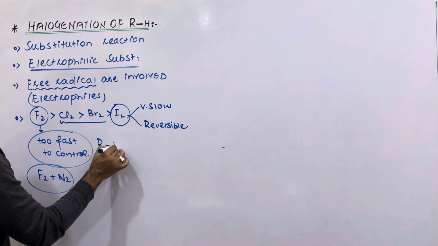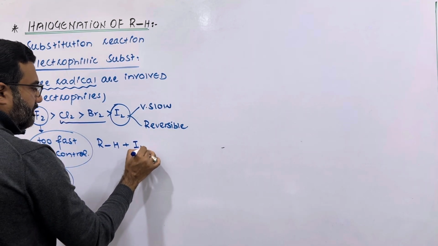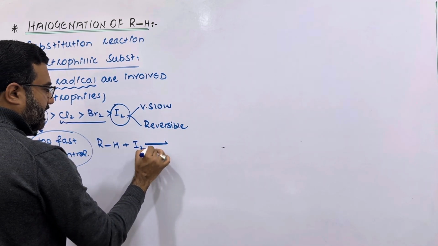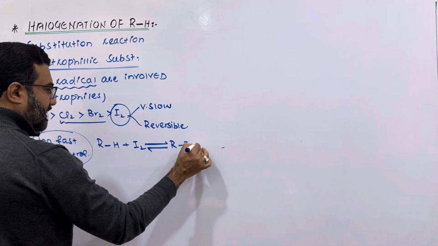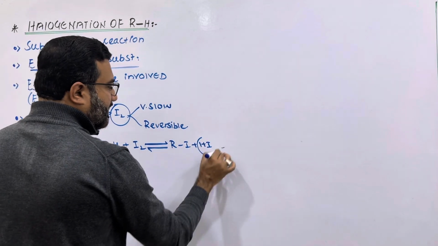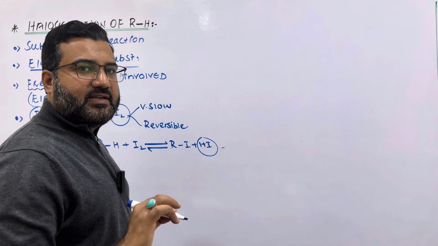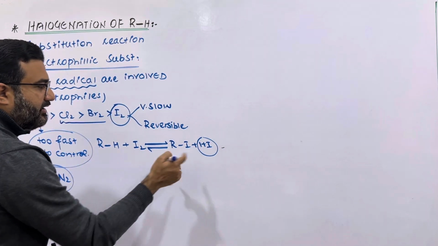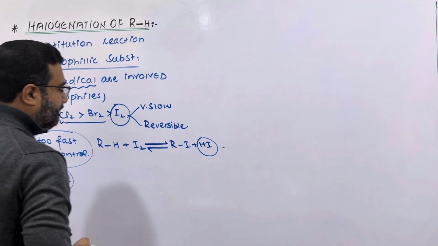Because when some alkane reacts with iodine, it is reversible because you will get alkyl iodides and hydrogen iodide. Now, my dear students, hydrogen iodide is considered one of the strongest reducing agents in chemistry. So, it will reduce the alkyl iodide and convert it back into the alkane.